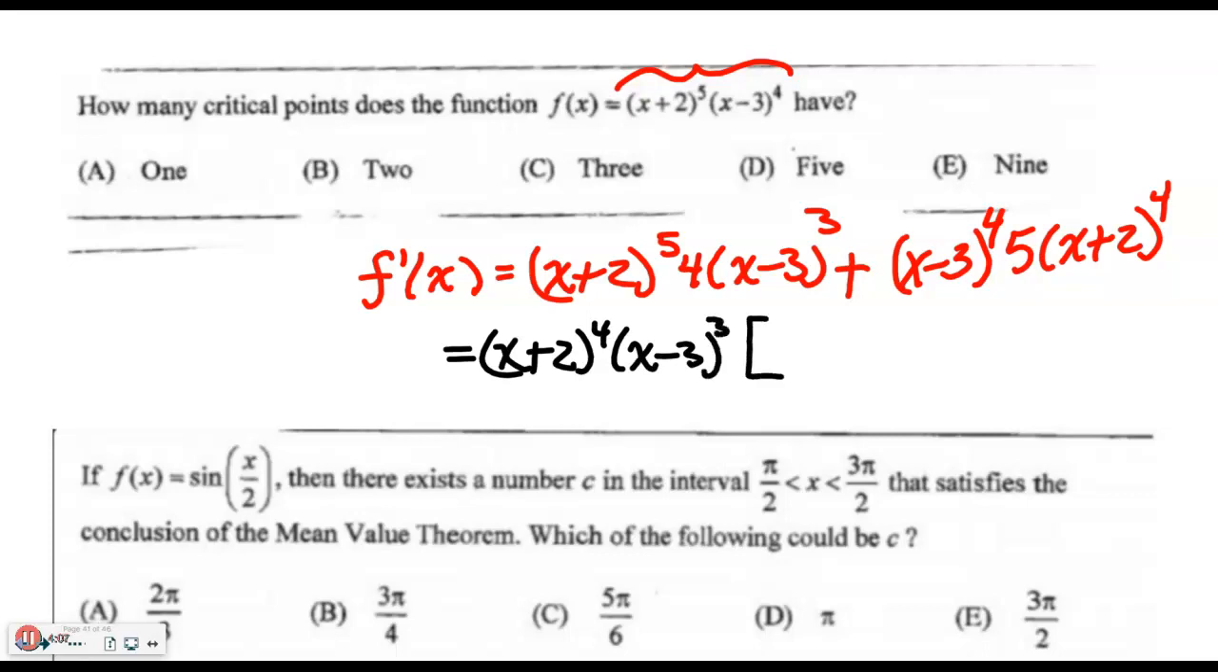Perfect. And then I'm going to put beefy brackets down, and then I'm going to discuss timing. But I am going to complete this one just because we haven't done this common binomial factoring very often. And if it said, what are the critical points, I'd have to take this one all the way. So I need another x plus 2 in this one to get the 5th, and I need the 4.